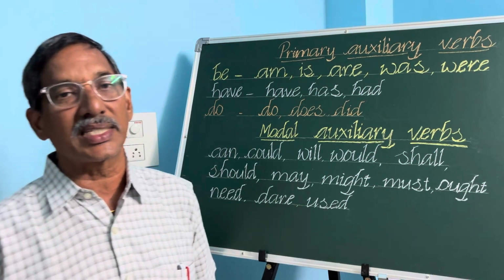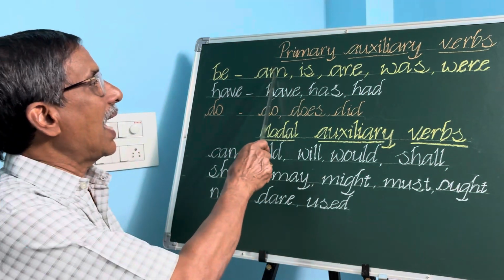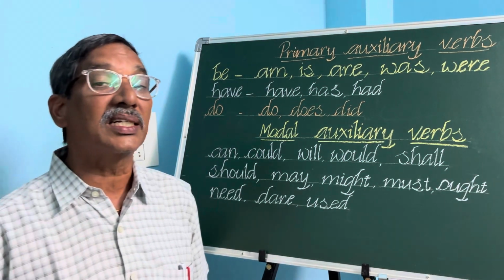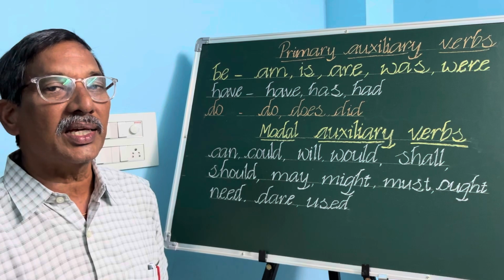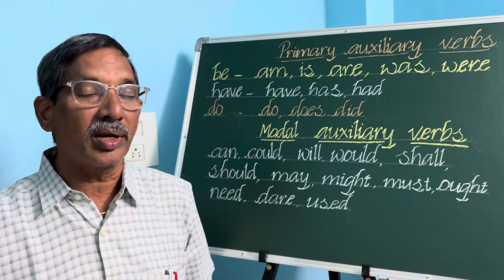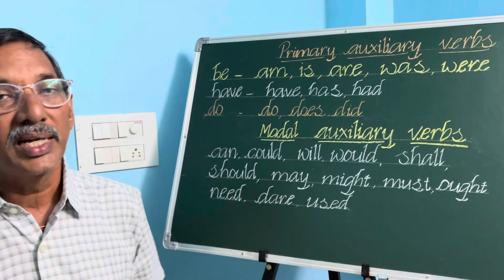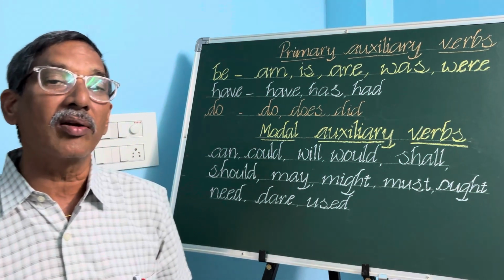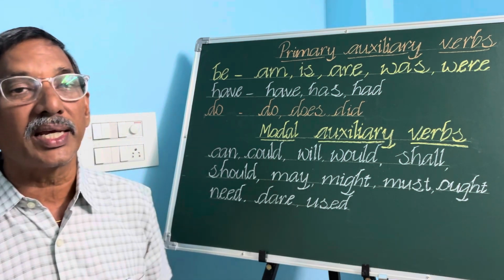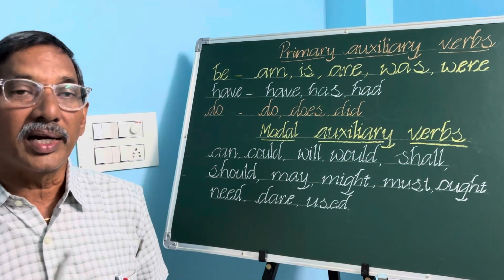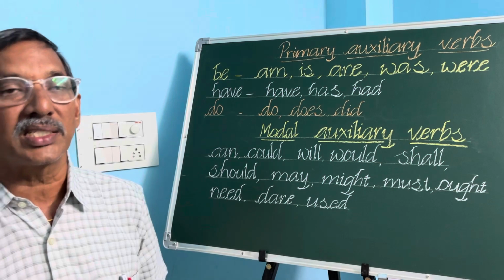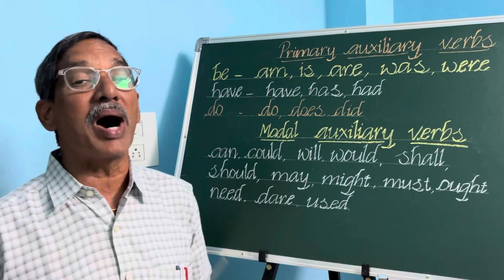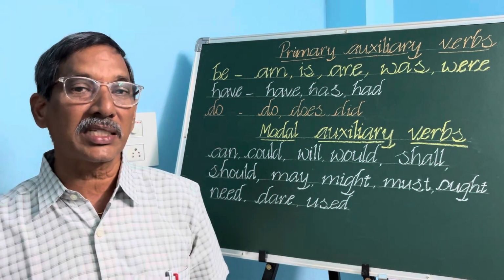indicate its tense. For example, we know that am, is, are are present tense auxiliary verbs. So if there are am, is, and are in a sentence, we can easily say that it is a present tense sentence. Sometimes the main verb cannot indicate the tense. In such conditions, auxiliaries help us to denote the tense, mark the tense. So these are called tense markers.